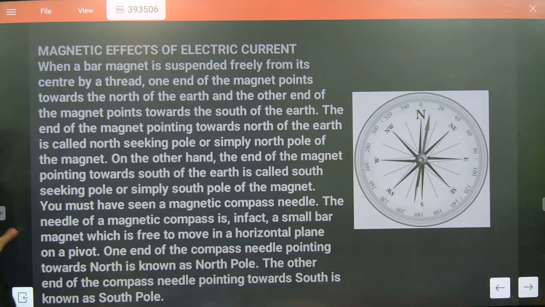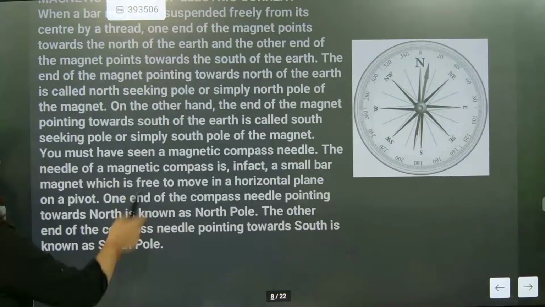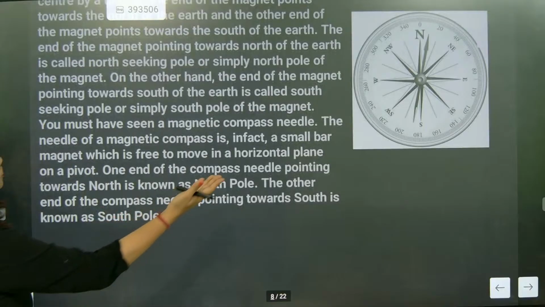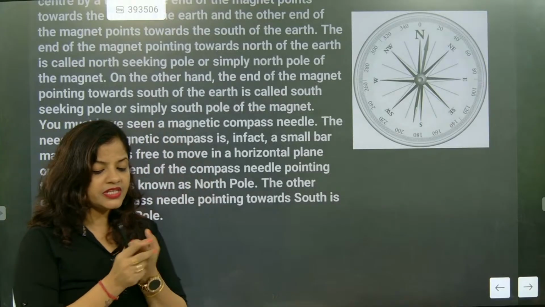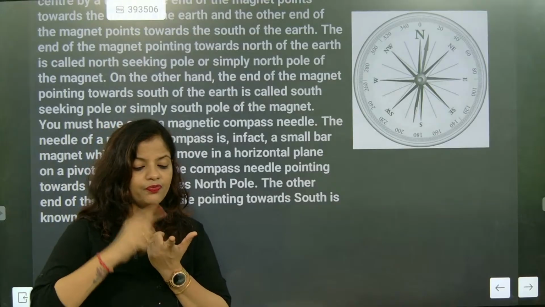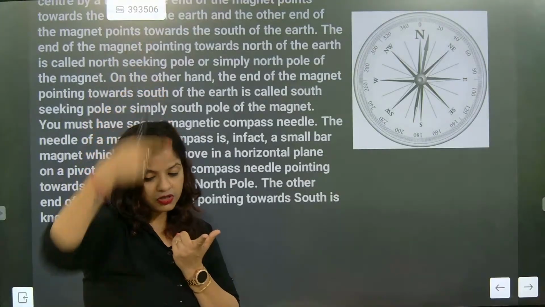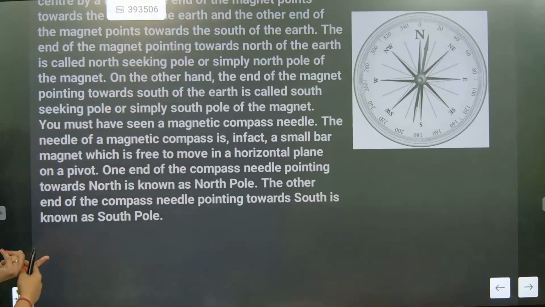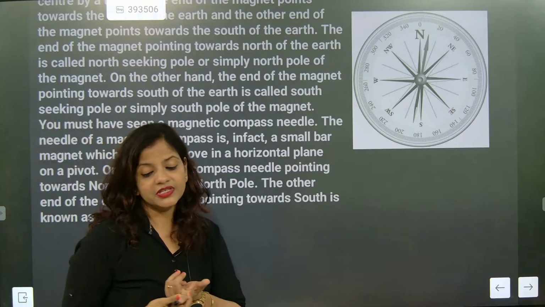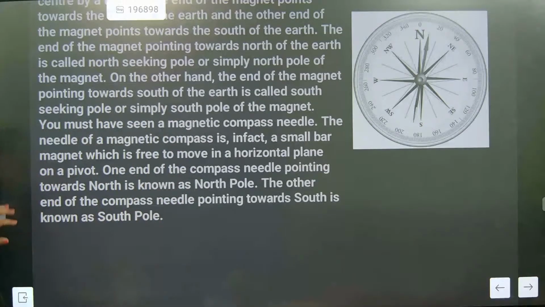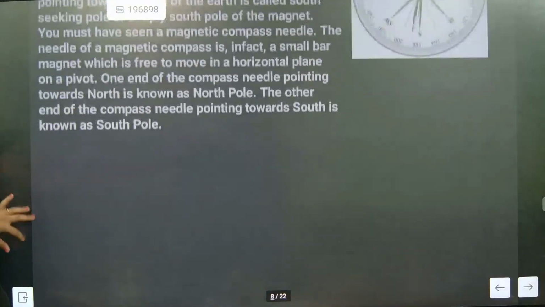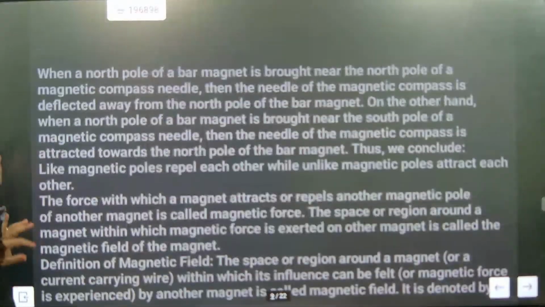This is not a very big thing. You must have seen a magnetic compass needle also. In that, you will see that one needle will be placed, and that needle will be pointing exactly. The pointer will always point towards geographical north. Understood? It will be considered as the north pole. The other end of the compass needle, pointing towards south, is known as the south pole.